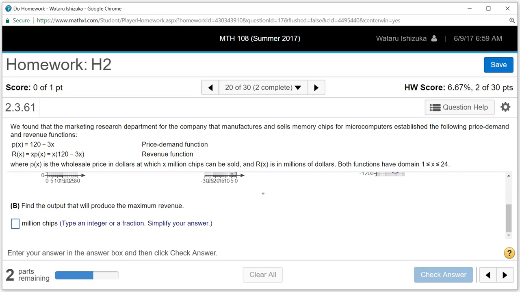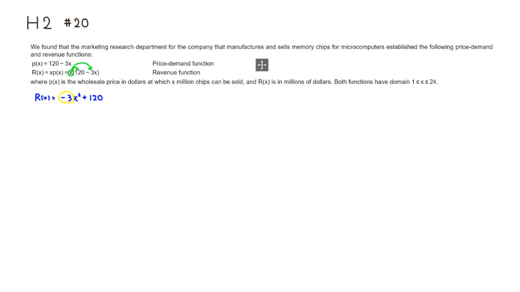Alright, part B: find the output that will produce the maximum revenue. What we want to do here is maximize this revenue function. Since this is a parabola, you can see that the maximum happens right here, right at the vertex. So this is going to be the maximum. All we have to do is find the vertex.